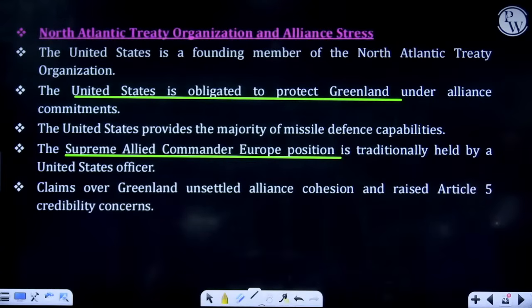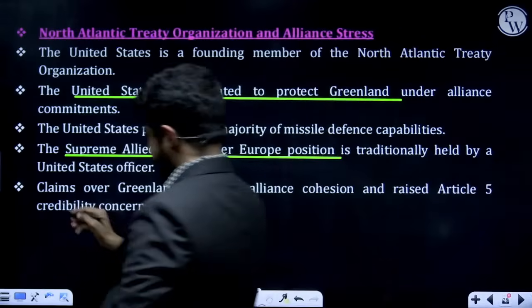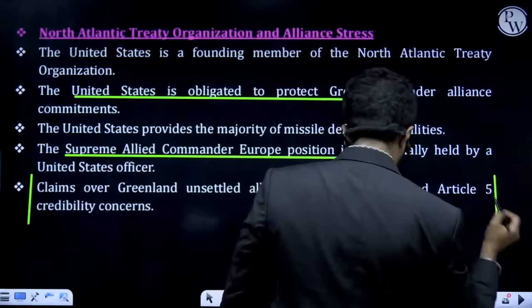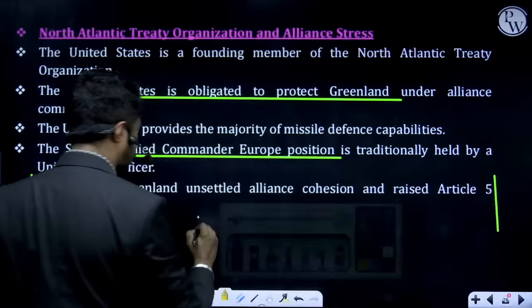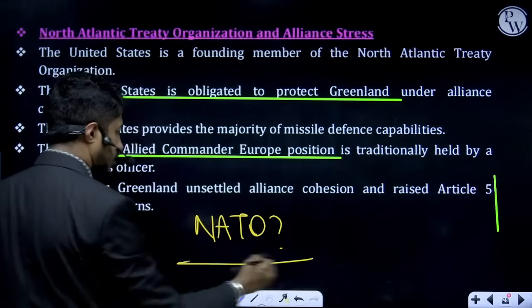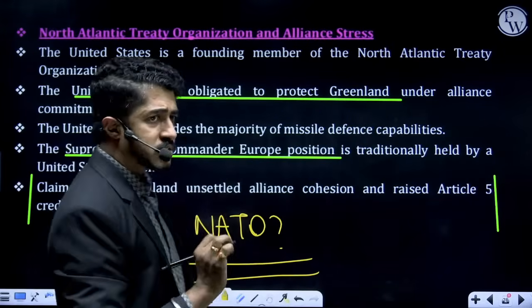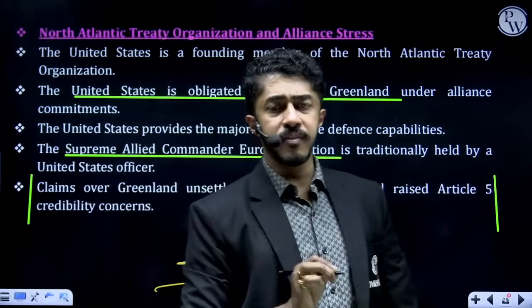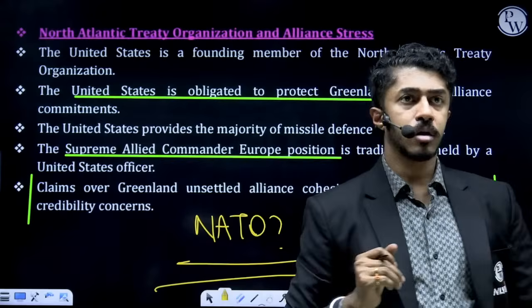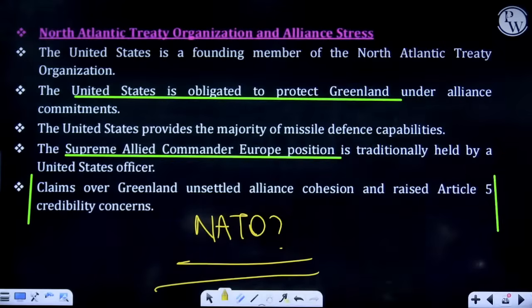Claims over Greenland unsettled alliance cohesion and raised Article 5 credibility concerns. So this entire claim has actually started questioning even the credibility of NATO. And thanks to Mr. Trump, NATO itself is looking like what? It is going to get dissolved. Clear? We will have to see.